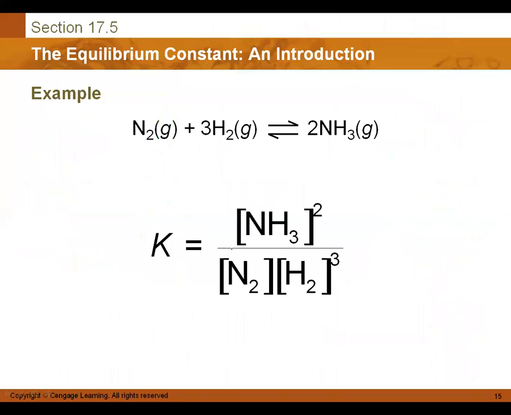So here, if we look at this, we can write the equilibrium constant for this reaction. Again, this is our products.